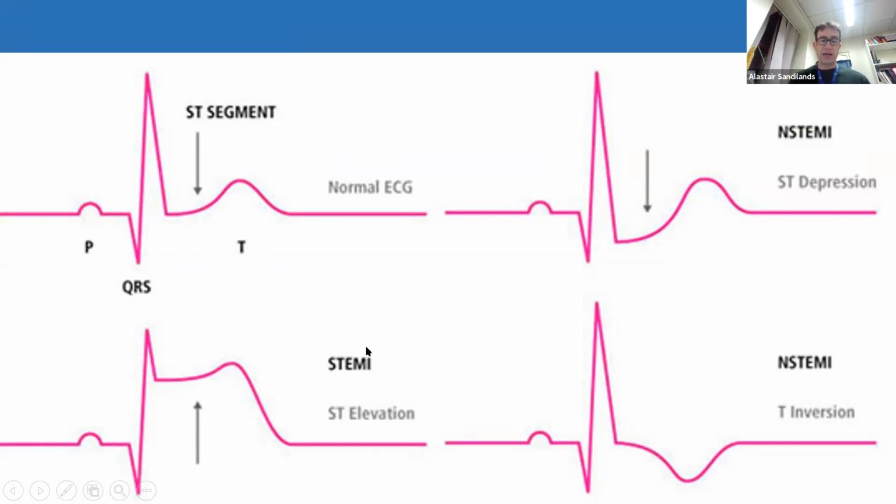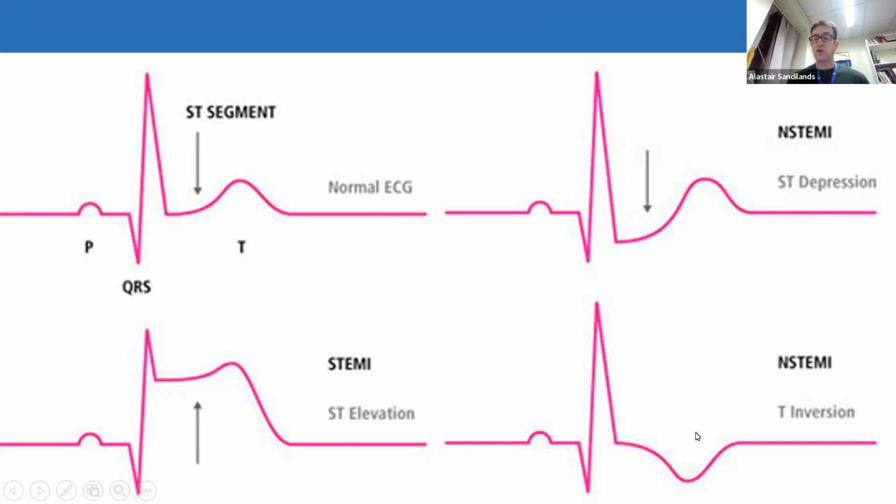So you have a STEMI, and then on the opposite side of the affected coronary artery, you will have ST segment depression or T-wave inversion. That is your reciprocal change. But it's not the same the other way around. If you have a non-STEMI with ST depression, you will not get ST elevation in the other leads. That's impossible. Okay, so ST depression on its own would be a non-STEMI.